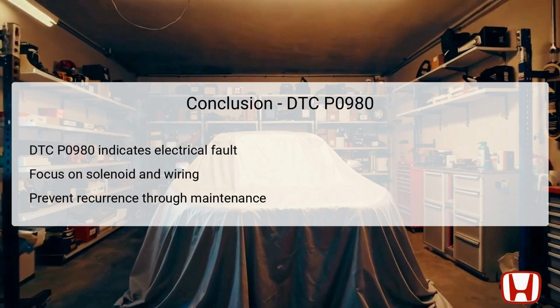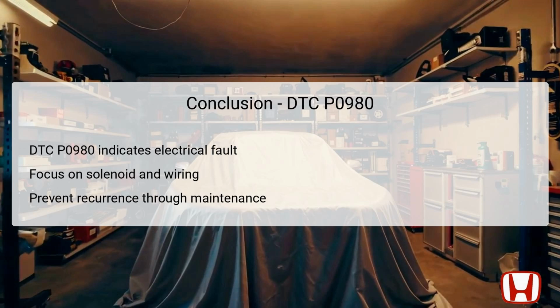In conclusion, DTC P0980 indicates an electrical fault related to Shift Solenoid Valve C, affecting transmission performance. The troubleshooting process focuses on identifying issues within the solenoid itself, verifying connections, and ensuring continuity throughout the relevant wiring to the PCM. It's critical to understand that mechanical problems within the transmission are not responsible for this code, guiding the technician's attempts towards purely electrical diagnostics.